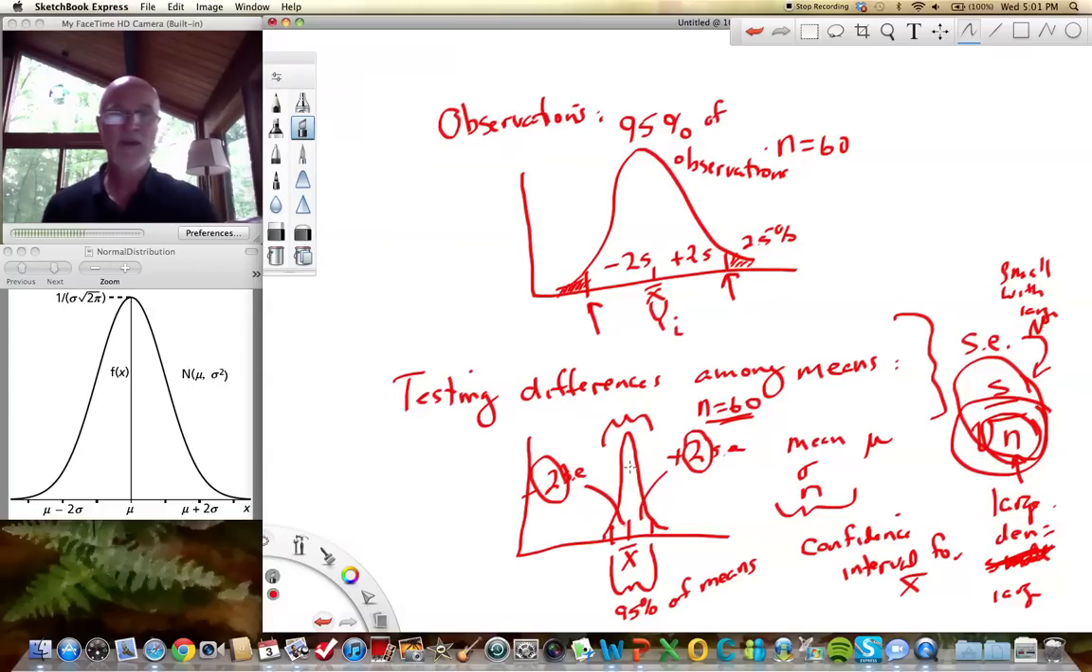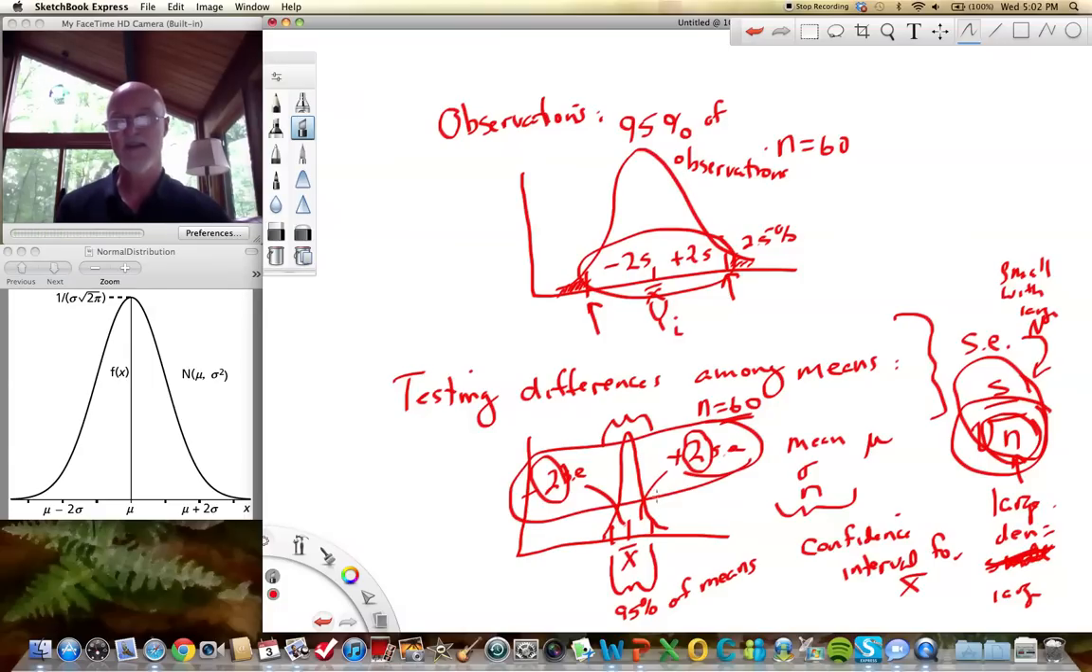Okay, I just wanted to clarify for you the difference between plus or minus 2 standard deviations of observations and plus or minus 2 standard errors of the mean. Typically, it's the latter that we're going to use. The former has to do with telling us where observations lie around our estimated mean, where 95% of the observations lie.